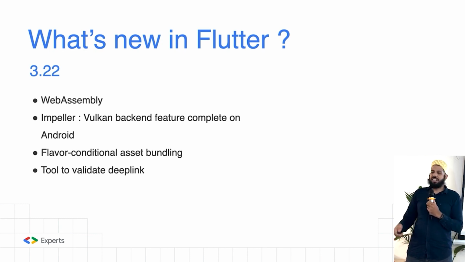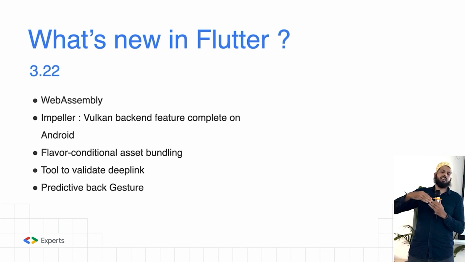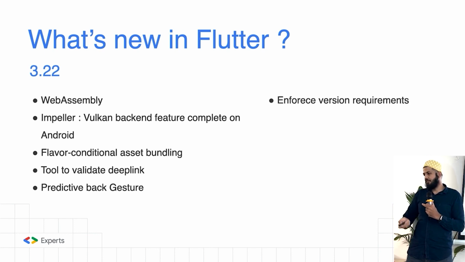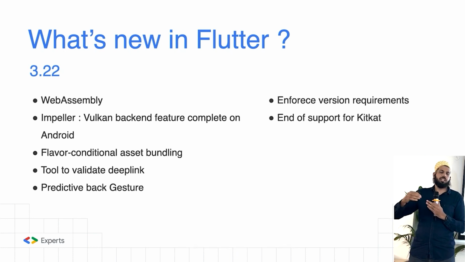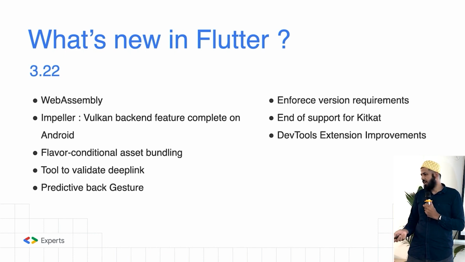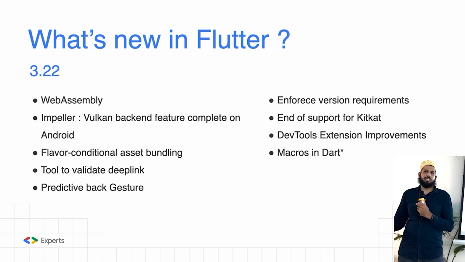And then there is a tool to validate deep links, and predictive back gesture. So in the new Android versions there are different kinds of gestures which are now supported in Flutter as well. There is an enforced version requirement, and support for the KitKat version has been ended. So now it starts from Lollipop. Whatever app you build from Flutter, it will support from Lollipop. And then there is a dev tool extension improvement, and then there are macros in Dart, which I am going to talk about today.